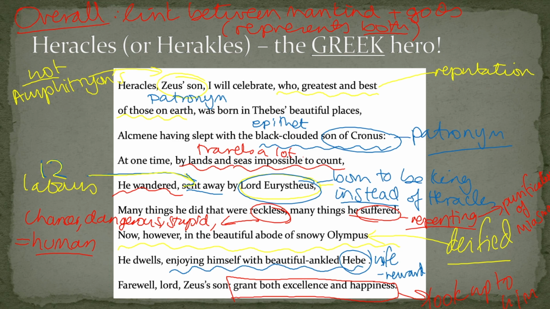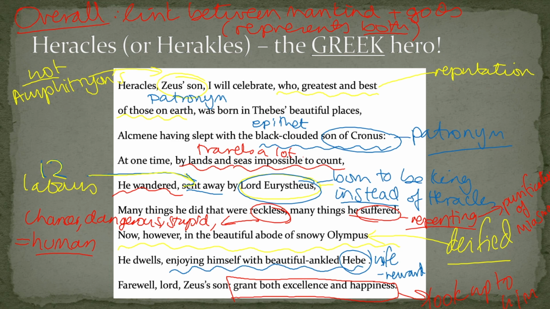Alcmene having slept with the black-clouded son of Cronos. So Alcmene, we know, was his mother. She slept with the black-clouded, there's another epithet to describe the son of Cronos, which is a patronym. And this patronym is being used instead of the actual name of the character, who is, of course, Zeus. It adds interest to the text not to just give the same name again. We already had the word Zeus in the very first line. Black-clouded is to do with him being the god who uses thunder and storms to express when he is upset. And son of Cronos, I'm sure by now you know the story of his birth.